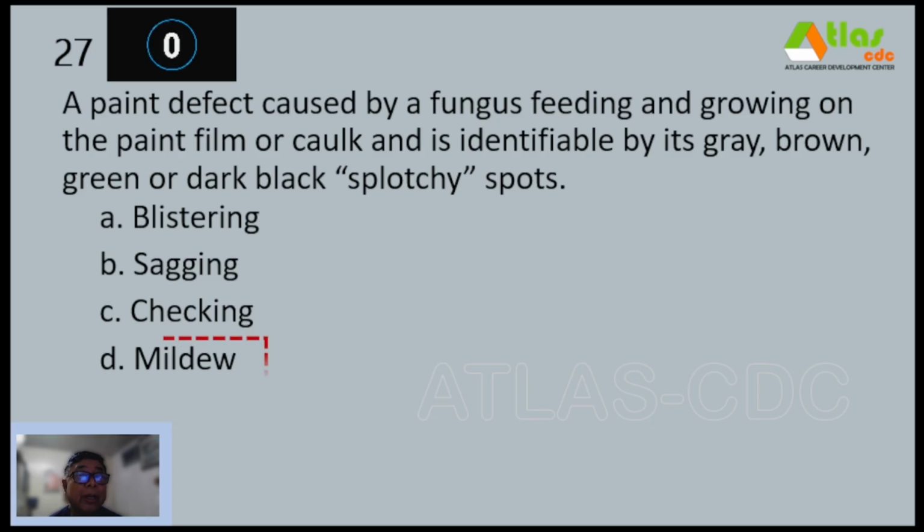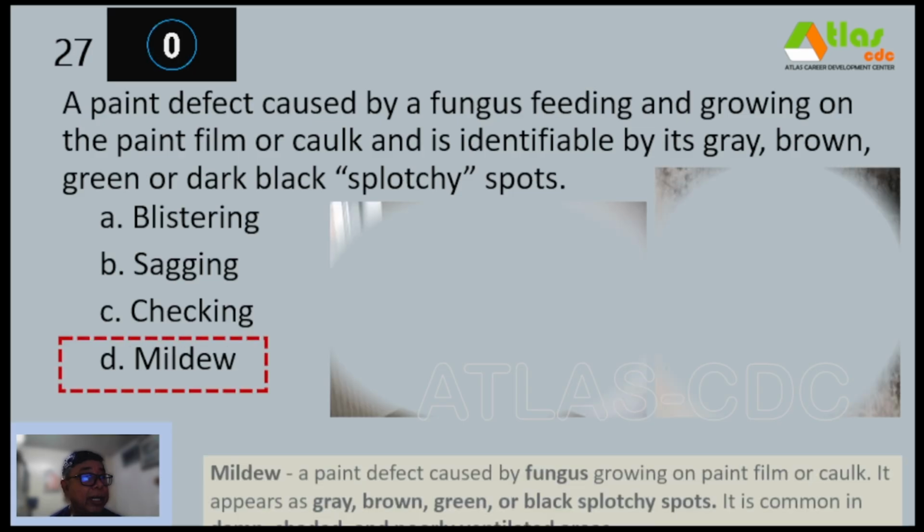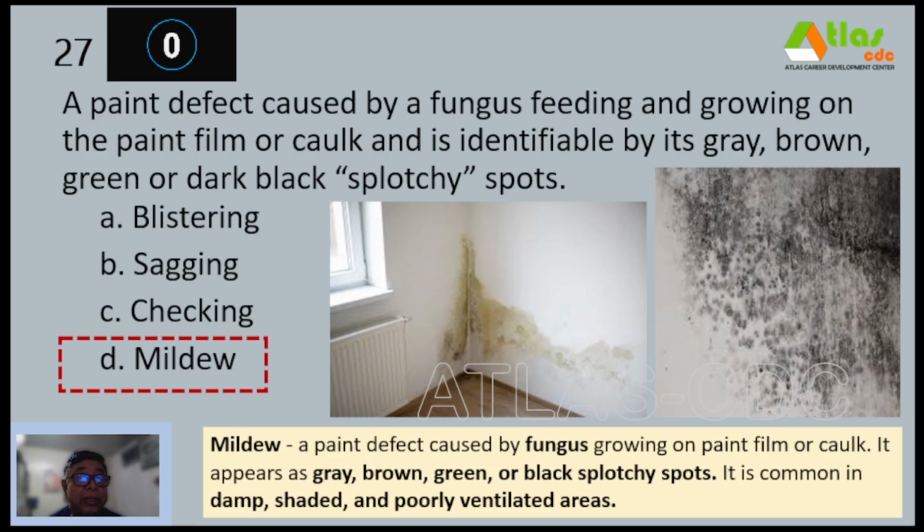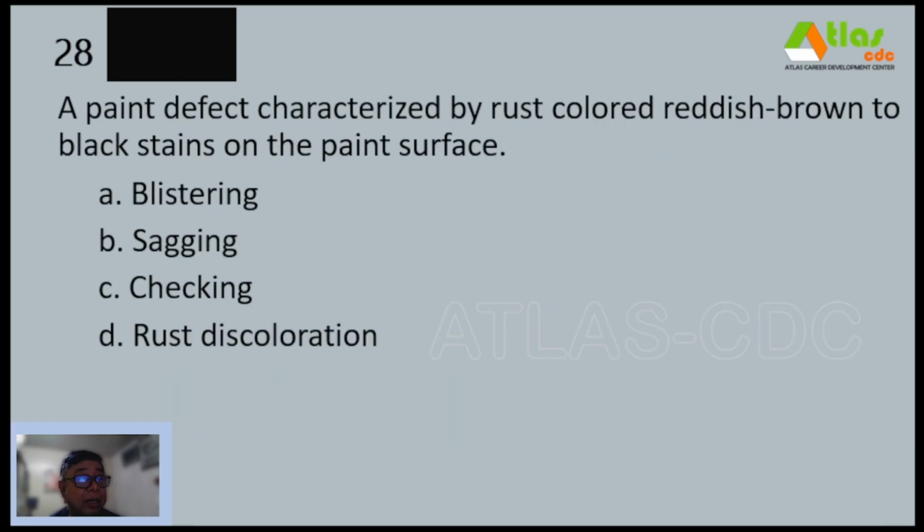And our correct answer is letter D, mildew. So mildew is a paint defect caused by fungus growing on paint film or caulk. It appears as gray, brown, green, or black splotchy spots. It is common in damp, shaded, and poorly ventilated areas.